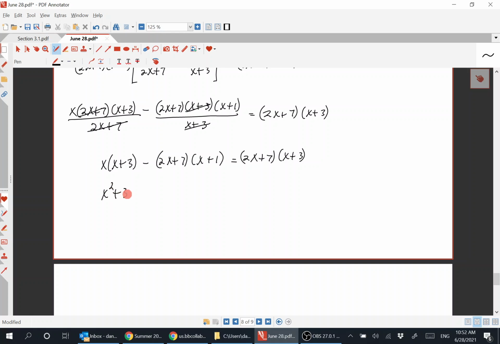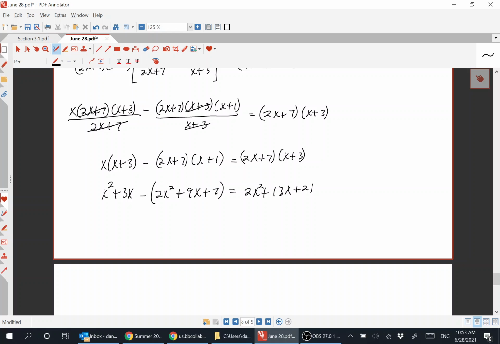So this is x squared plus 3x minus, now when you make a product here and you get that minus, make sure you keep it in parentheses, the minus out front. 2x squared plus 7 plus 2, so that's plus 9x plus 7 equals, over here, 2x squared plus 7x plus 6x is 13x plus 21. And now you've got to set all of it equal to 0. Okay?